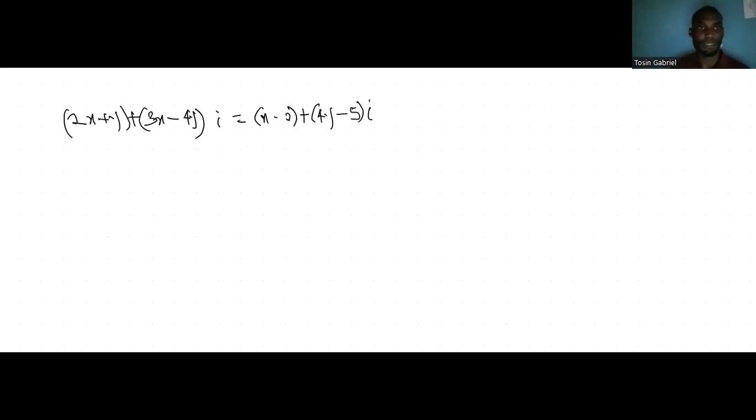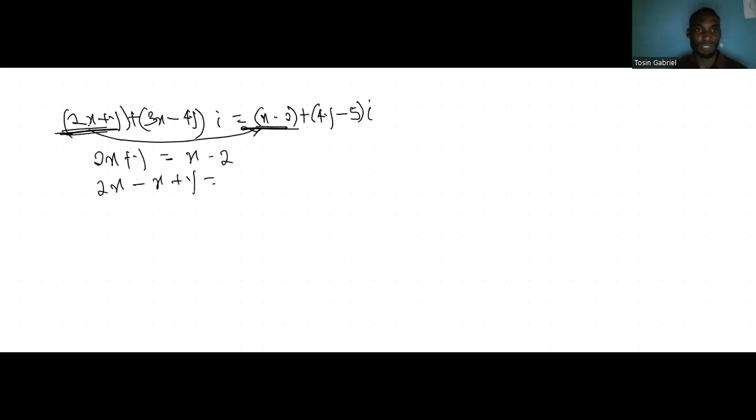Okay, so look at this. This is a very good example, and I believe this is going to lead us to simultaneous equations. This is the real part of this equation, and this is the real part on the other side. So you equate this one to this one. So this is going to be 2x plus y equals x minus 2. Then you collect the like terms: 2x minus x plus y equals minus 2. That is simply subtracting x from both sides. So you have x plus y equals minus 2. Equation 1.